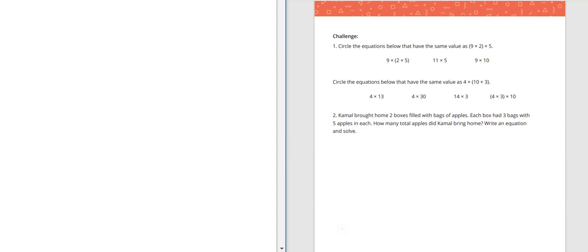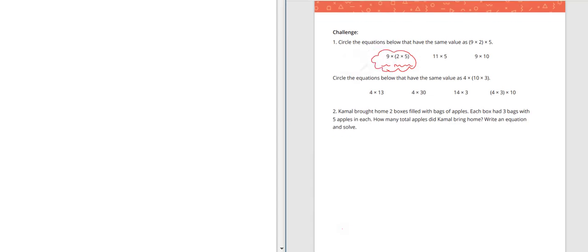Number 1, circle the equation below that have the same value as 9 times 2 times 5. Okay, the first equation, 9 times 2 times 5. Okay, we have the same factor here and change the order. We get the result of 2 times 5, then multiply times 9. So if we have the same factors but change the place, not change the factor, the product, so we can say that have the same value.